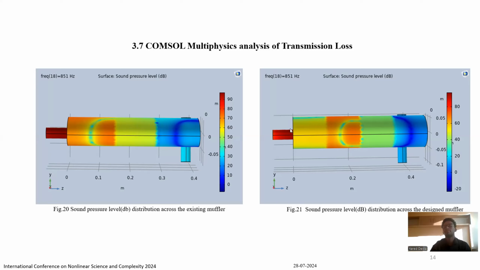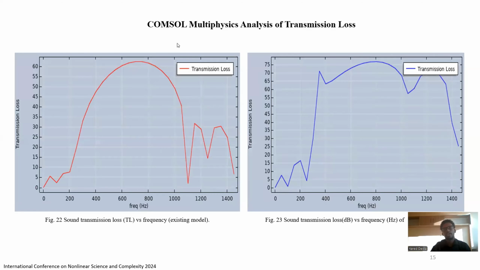But in the design muffler, at the inlet we have 90, but at the exit, the color, as we can see, is between 20 and 0. From the result that I got, the design muffler has reduced the noise by 15 decibels. In the COMSOL Multiphysics analysis of the transmission loss, we have the graphs generated from that analysis.